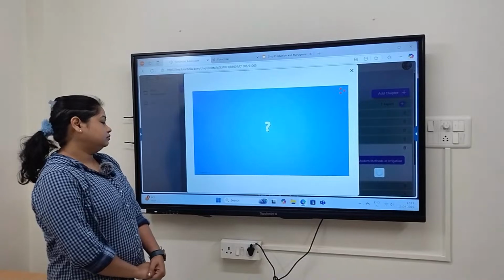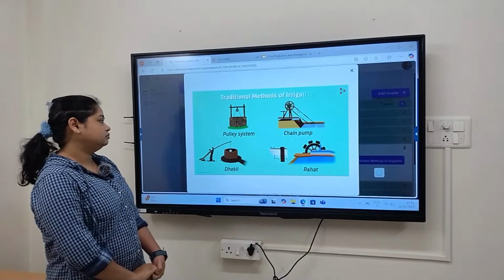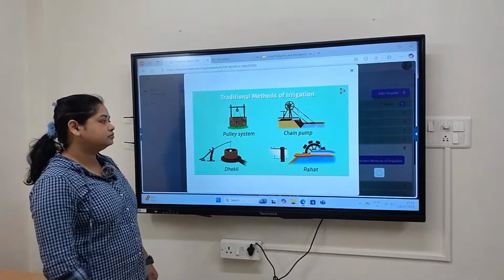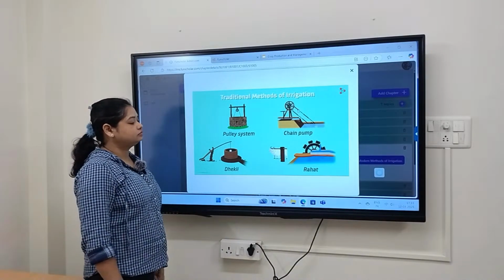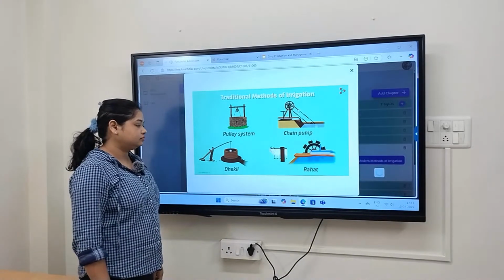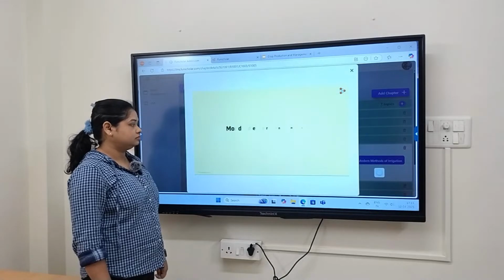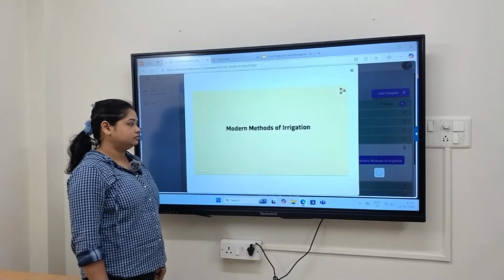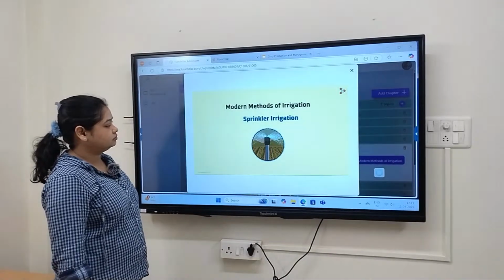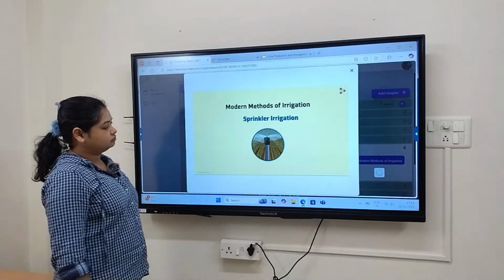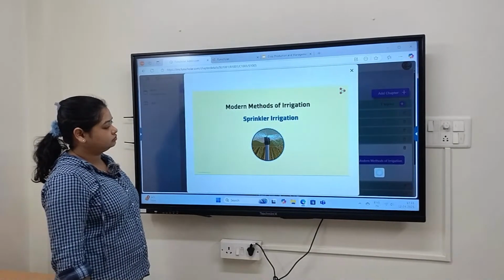What did we learn in the last lesson? Traditional methods of irrigation, that's right. But do we still see farmers employing these methods? Not really. Traditional methods of irrigation have now been replaced with modern methods of irrigation. The first modern method of irrigation is the sprinkler irrigation. The name itself is self-explanatory.